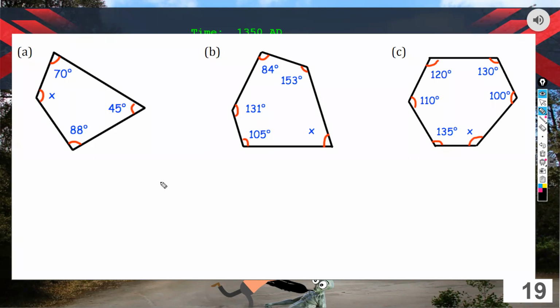A lot of correct answers are coming up. When we add 70, 45, and 88, I am getting 203 degrees. So we subtract it from 360, and when we do that, we get 157 degrees. So X is 157 degrees.